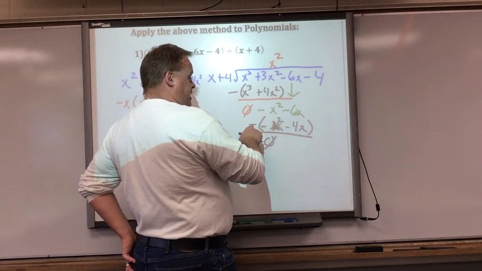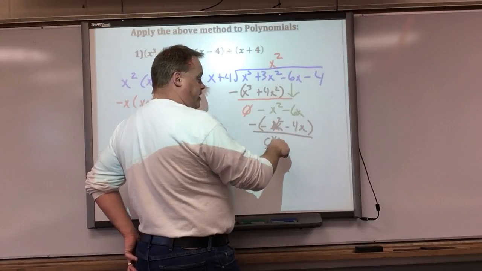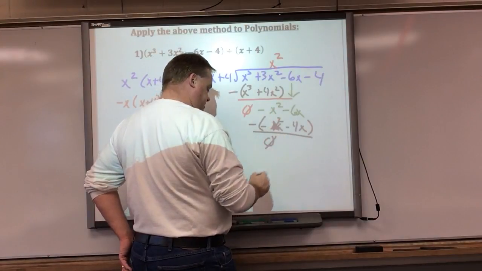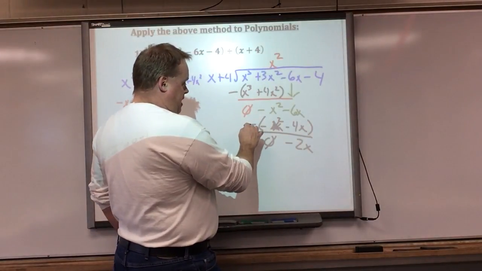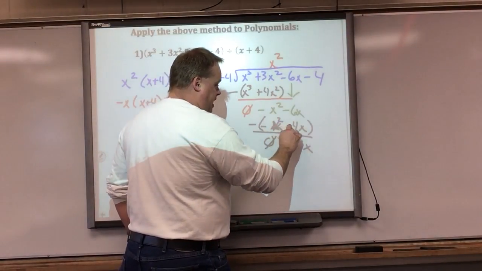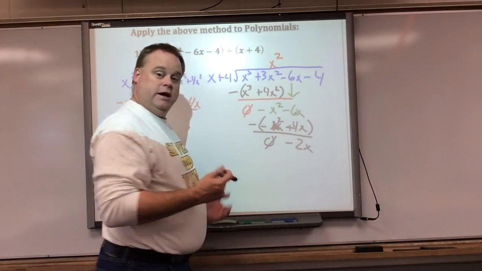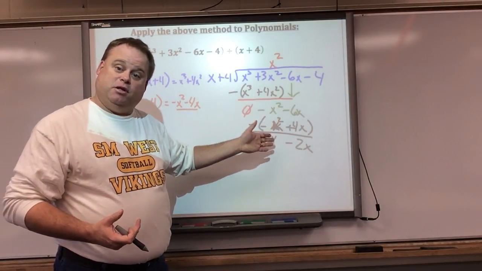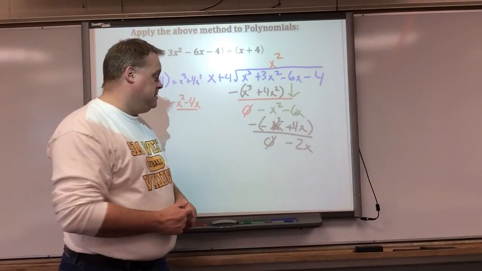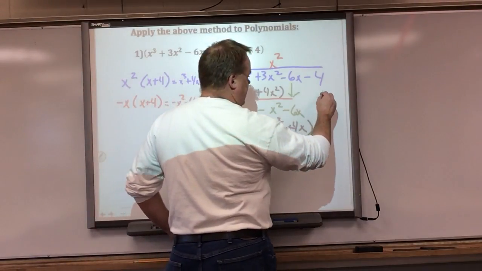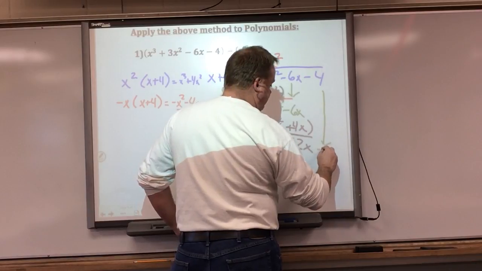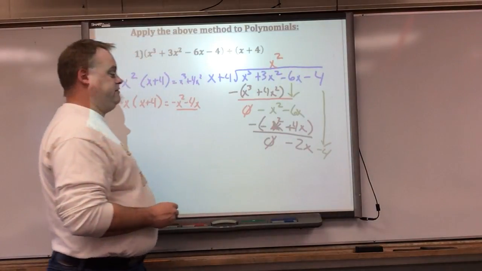Now, a negative 6x minus a negative 4x. Well, this 4x becomes positive, so this is now a negative 2x. A minus a negative becomes positive. Therefore, negative 6x plus 4x is a negative 2x. So now I'm down to negative 2x. Bring down the negative 4. So I brought down the negative 4.